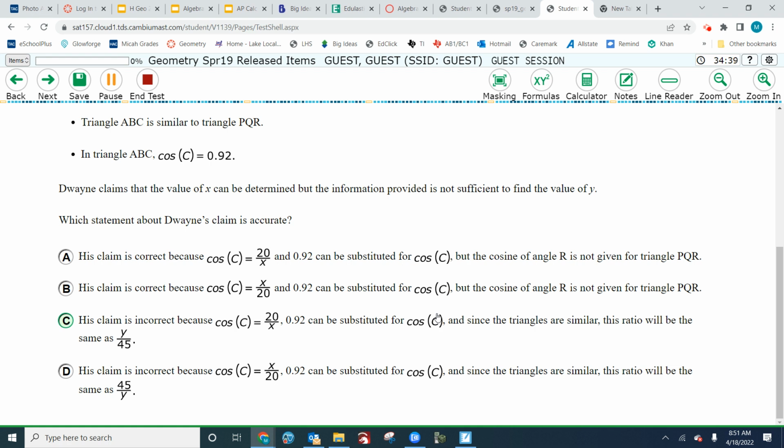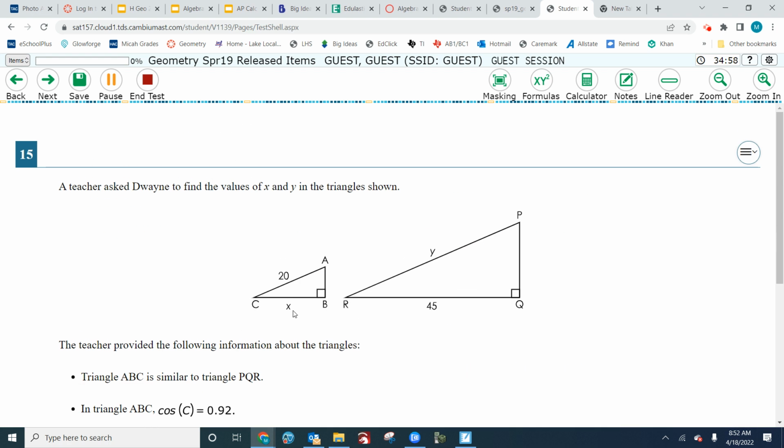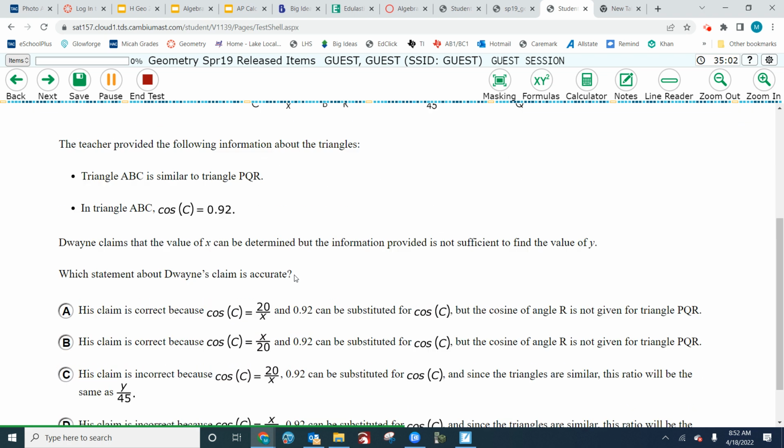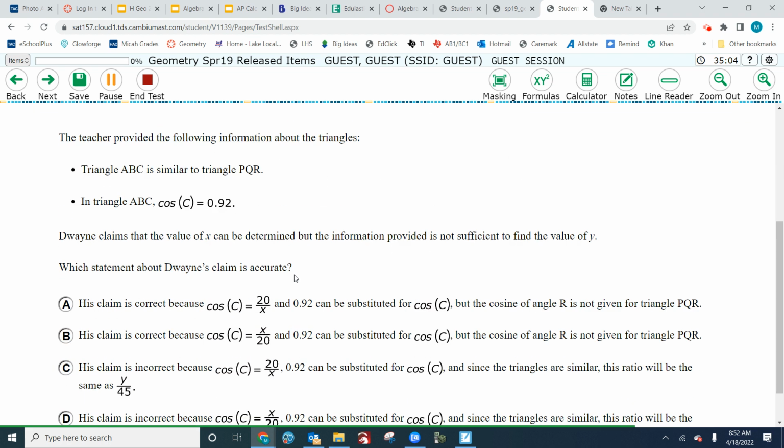Anybody want to rethink C or D? Yes. Which one did you vote for? Why are you rethinking that now? Because the first C is 20 over x, and it's supposed to be x over 20. So the cosine of C, the ratio should be adjacent over hypotenuse. The adjacent side to C is x, and the hypotenuse is 20. I would agree with that. So we have D as an answer right now.